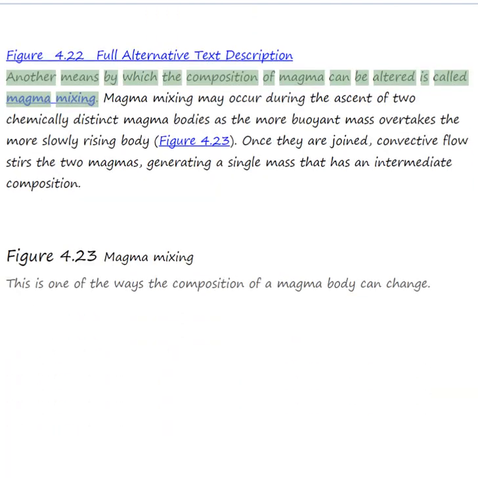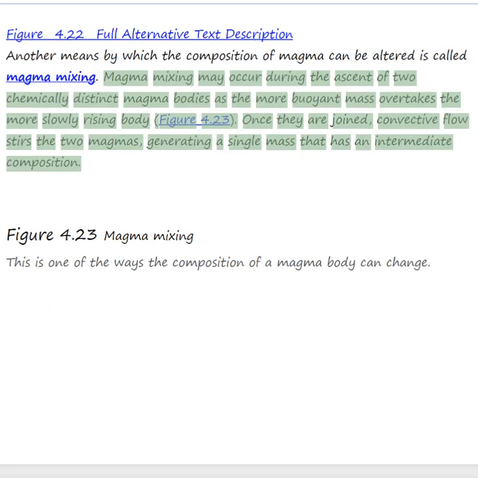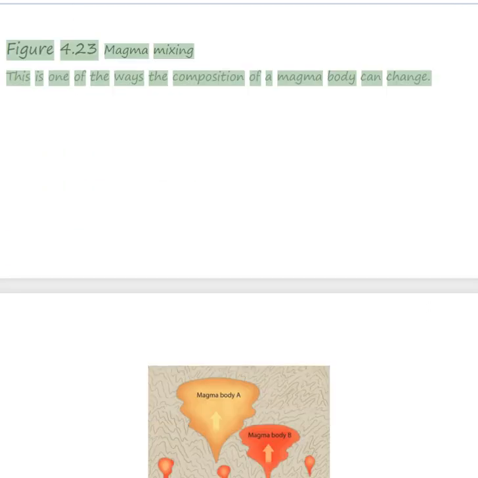Another means by which the composition of magma can be altered is called magma mixing. Magma mixing may occur during the ascent of two chemically distinct magma bodies as the more buoyant mass overtakes the more slowly rising body. Once they are joined, convective flow stirs the two magmas, generating a single mass that has an intermediate composition. This is one of the ways the composition of a magma body can change.